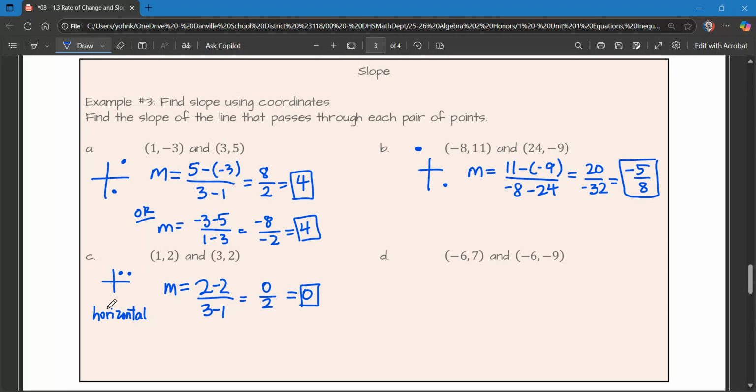The second letter is an O. O looks like a 0. Horizontal lines have slopes of 0.